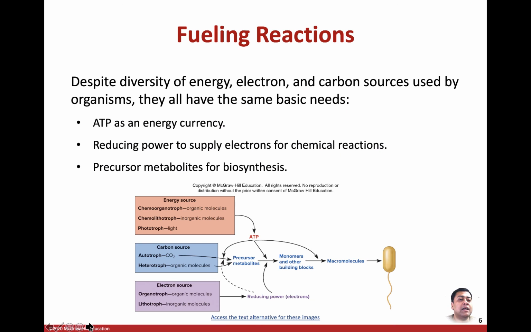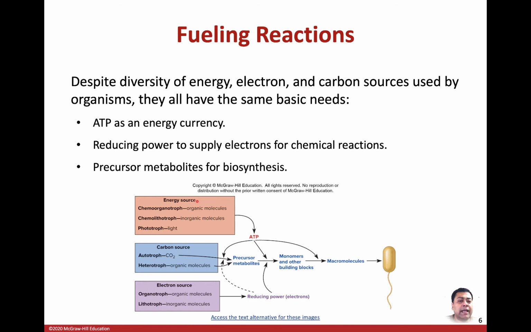Let's take a look at a slightly different way of how it happens. Despite the diversity of energy, electron, and carbon sources used by organisms, they all have some basic needs. They need ATP as the energy currency, wherever it is from. They need reducing power to supply electrons for chemical reactions, as we just discussed, and they need precursor metabolites for biosynthesis. Let's take a look at how these different organisms use each of them for their purposes.